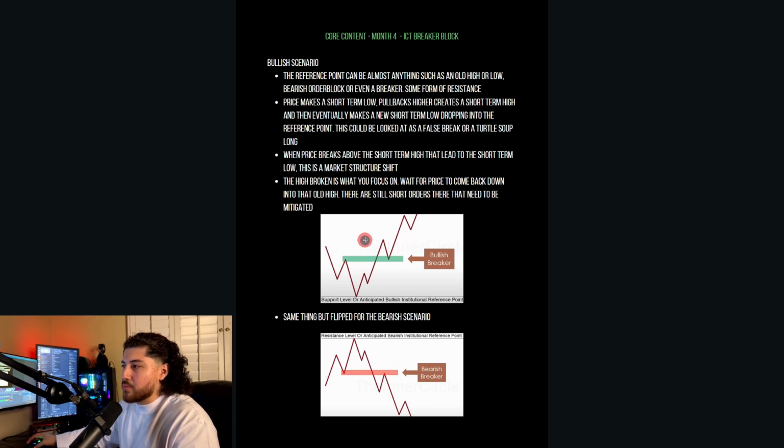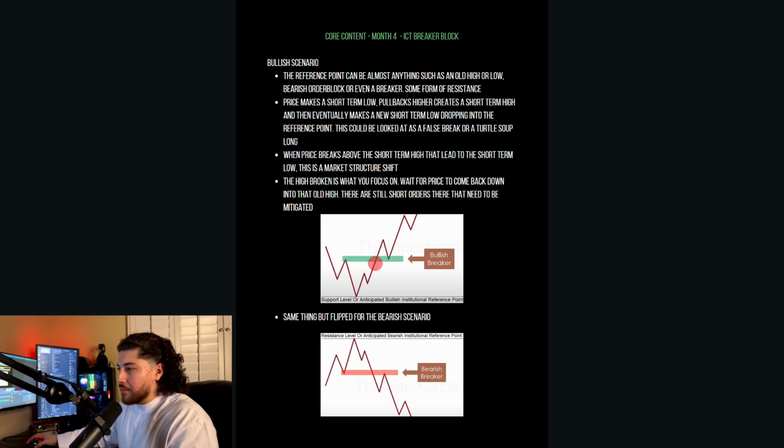And the idea is price will pull back, tap into this breaker before pushing on higher. And very similar to the mitigation block, we anticipate price to pull back, tap into this area before continuing to push on higher. The reason being is because there still may be short orders in this area that need to be closed and mitigated.